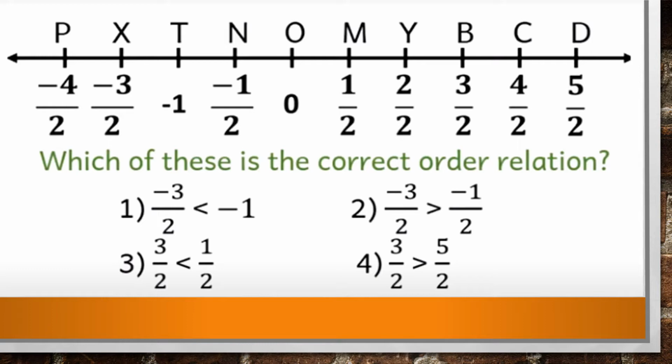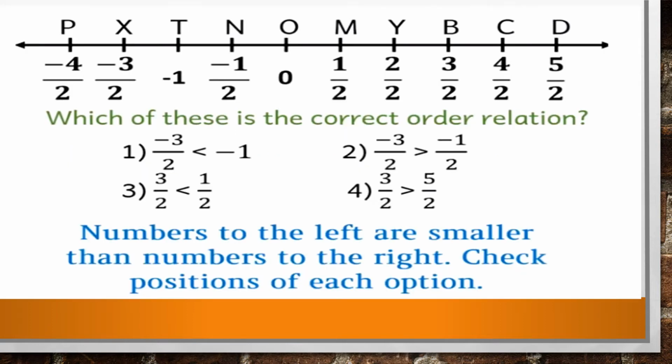Okay, so if you see the options, you have 4 options given to you. Okay, let's solve the sum first. Now here numbers to the left are smaller. I've explained you this. This is the very basic rule of a number line. Okay, the numbers on the left are smaller than numbers to the right. You have to check the position of each option. You have to look at the position of each option.